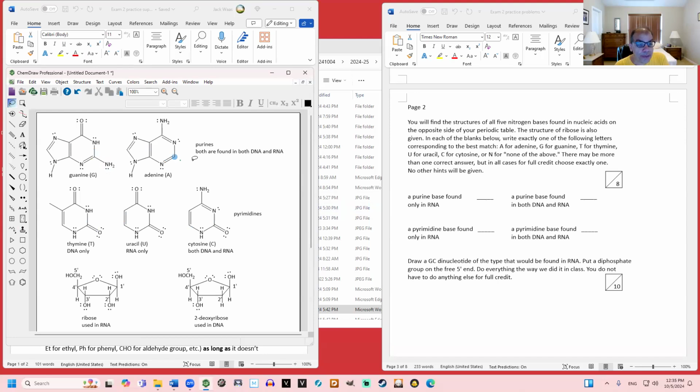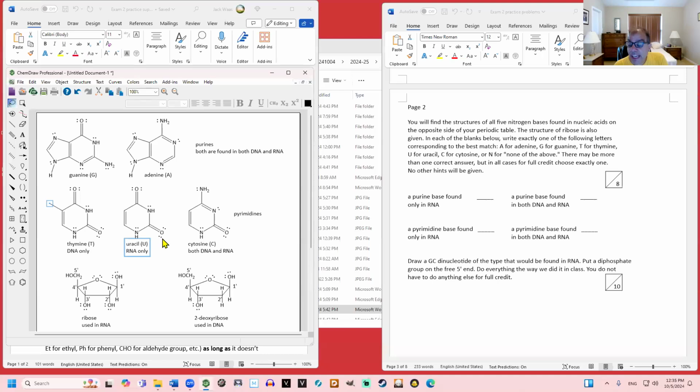Both purines are found in both DNA and RNA. As for the pyrimidines, thymine is found in DNA only, uracil is found in RNA only. And the difference between these 2 structures is just this one methyl group over there. Thymine has that methyl group where uracil has a hydrogen. And then the last pyrimidine, cytosine, is found in both DNA and RNA.